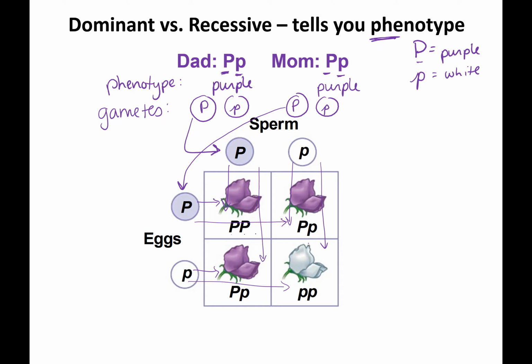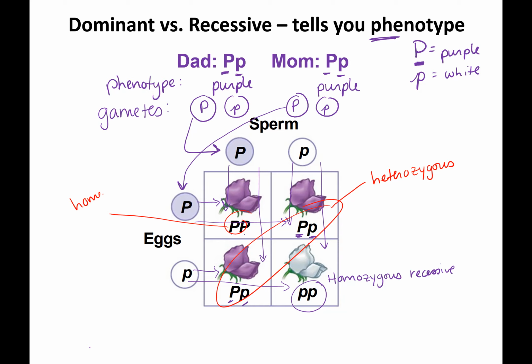So we know big P is purple because it has a dominant purple allele. Big P, little p is also purple because it has a dominant purple allele. Little p is white. This is our homozygous recessive. And just to keep track, these guys are heterozygous, and this one is homozygous dominant.